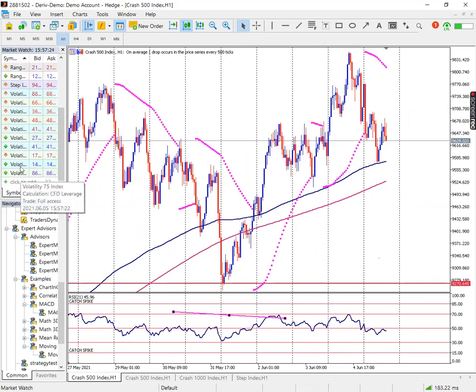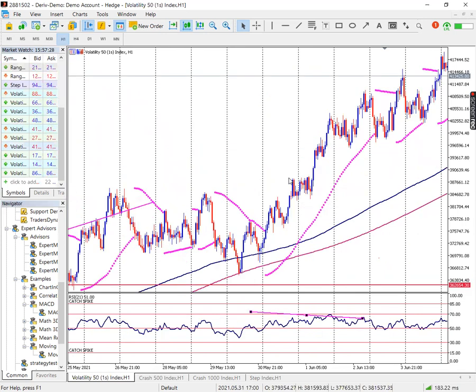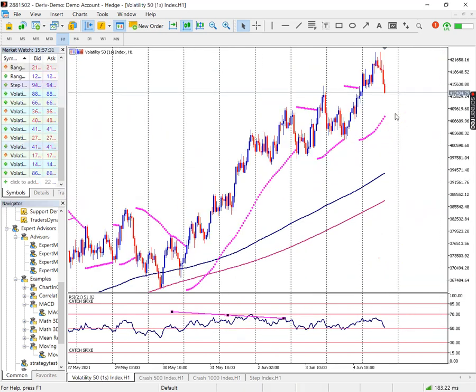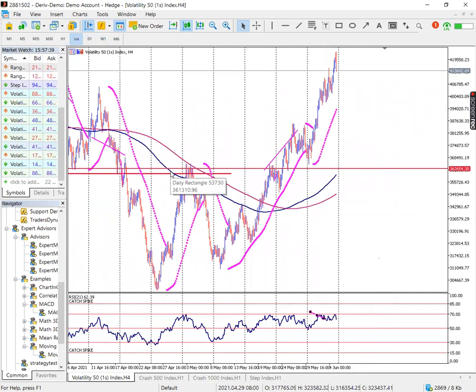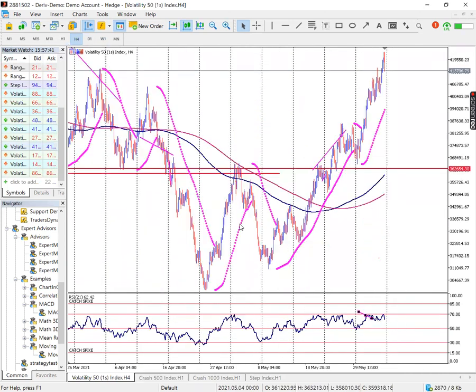Let me explain more about volatility 50 and why it's dropping. I closed it too early. Yeah, this is the advantage of running with small profit. Yeah, you can see now. I took this based on 4 hours. I didn't go for 1 hour. I took this based on 4 hours.